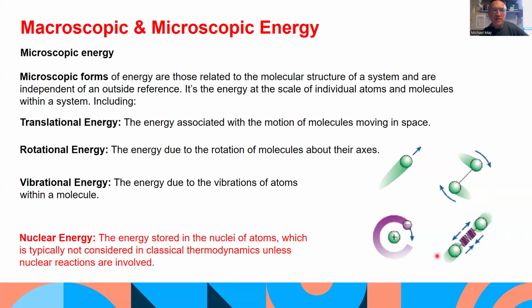Microscopic energy is defined as those forms of energy related to the molecular structure of a system, and are independent of an outside reference. It's the energy at the scale of individual atoms and molecules within the system. It includes the translational energy, the energy associated with the motion of molecules moving in space, rotational energy, the energy due to rotation of molecules around their axis, and vibrational energy, the energy due to vibrations of atoms within the molecules. So the atoms are rotating, vibrating, and moving around, and that's a form of microscopic energy.